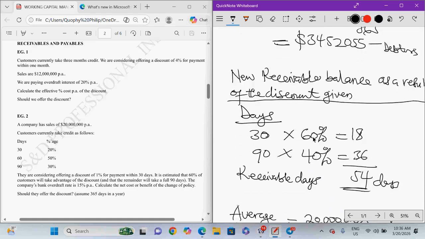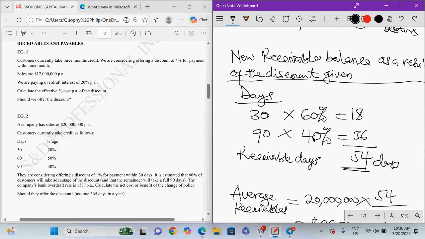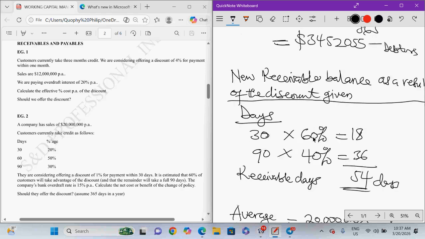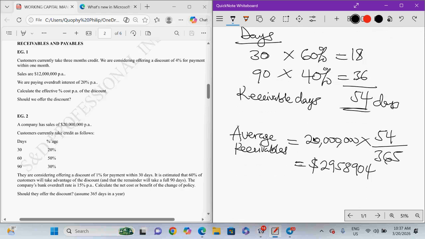Okay, but it seems you guys don't get what I actually want. What I'm saying is that as a business, we don't want to have a lot of receivables in our books. If you have a lot of receivables in your books, it means that your money is with other people. We as a business need a lot of money. Now, after introducing the policy, we are left with 2,958,904 to collect, and that is good, because now our receivables have reduced.